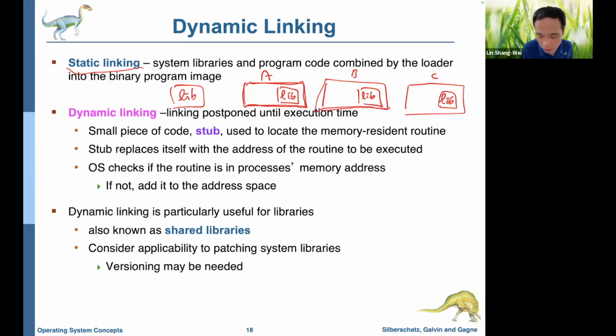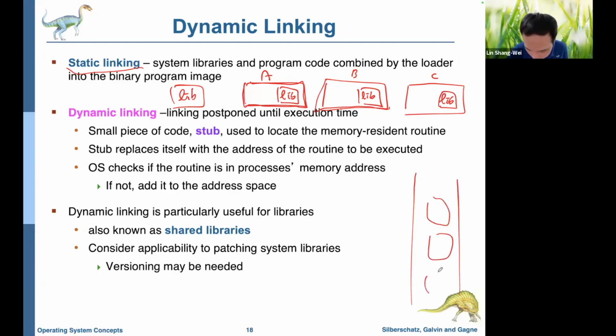So all the binary files for these three processes have this library. Imagine if you want to load the three programs into memory, then you're going to have three duplicate libraries. They are the same. This is a waste of memory, so we don't want that. We don't want exactly the same library appearing in memory many times. It's not efficient, so that's why we want dynamic linking.